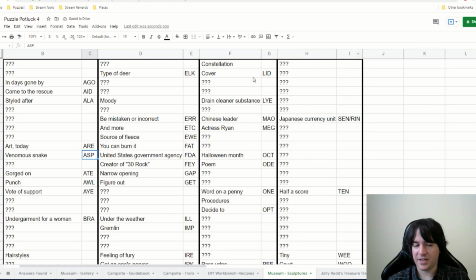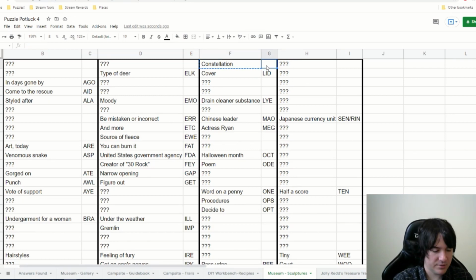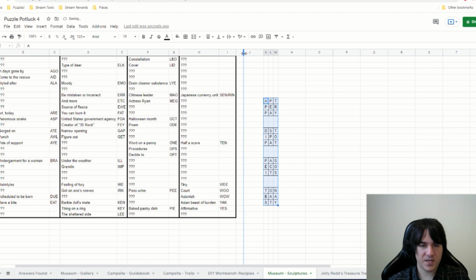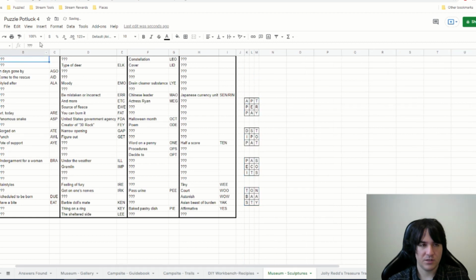Art is the old way of saying R. Any other ones? Constellation. Missing a constellation. Leo. It's gotta be Leo. Let's see if we can fit these words in here.